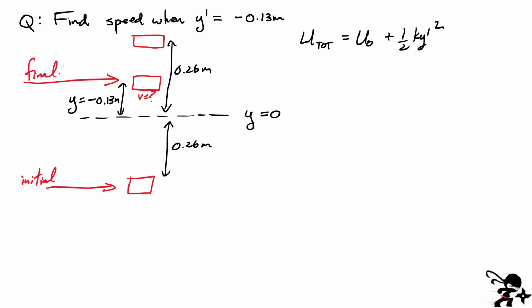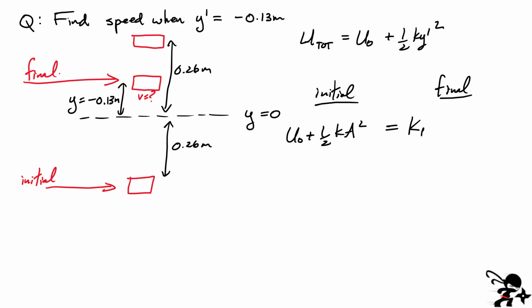So this is what it looks like. I'm going to compare initial to my final. So initial, what do I have? Well, I'm going to have u0 plus 1/2 ky prime squared, except the y prime value is the amplitude. That's where I'm starting. Initially, I don't have any kinetic energy, so I don't even have to worry about that term.